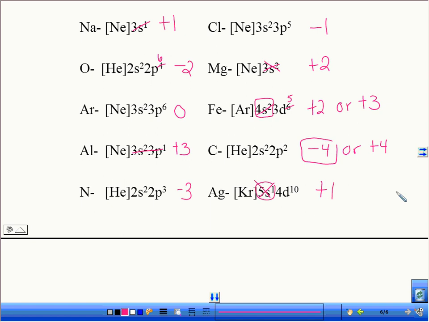So that's how you determine oxidation numbers. You're just looking at the S's and P's and looking to see if they want to add electrons. If they add them, then they become negative. If they lose them, they become positive. But just like I showed you with the dot diagram, I showed you a trick on the periodic table. There is a trick for these as well.